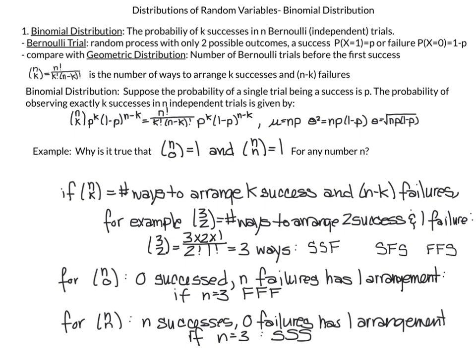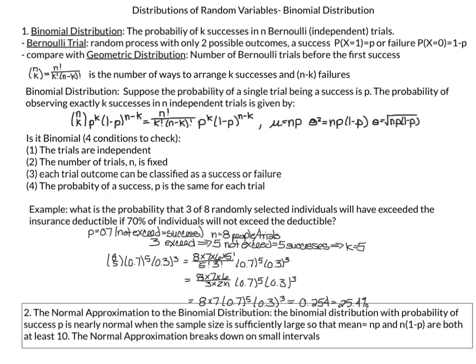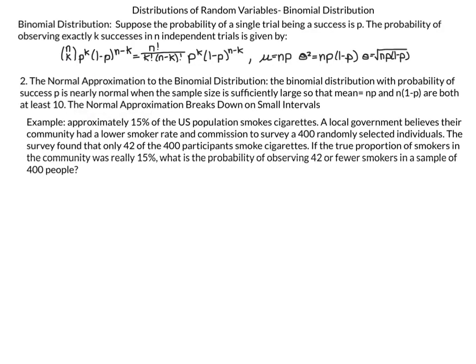Now we are ready for our last topic, which is the normal approximation to the binomial distribution. The binomial distribution with probability of success p is nearly normal when the sample size is sufficiently large so that the mean, which is equal to np, and n times (1 minus p) are both at least 10. And another note, this normal approximation will break down on small intervals. So I have our notes about the normal approximation to the binomial distribution here, and we are going to discuss this in terms of an example.